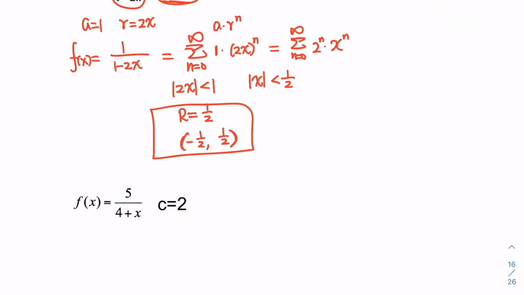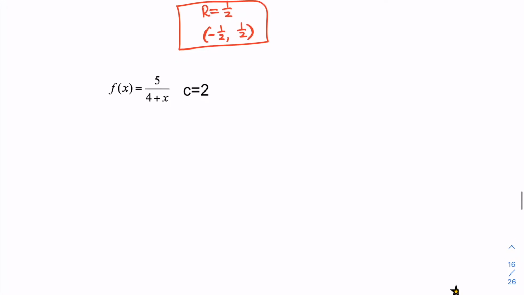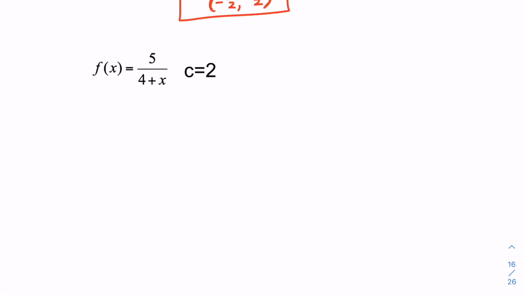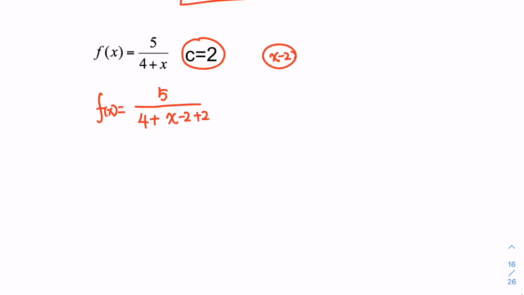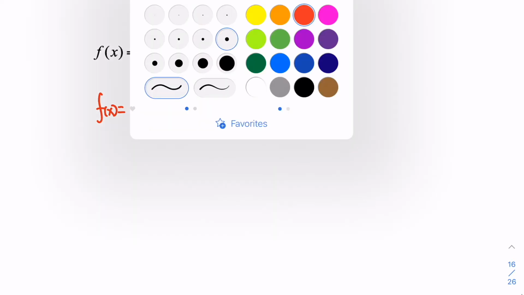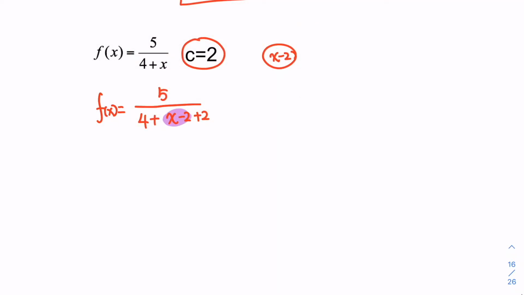Let's have a look at another example. Given f of x equals this, we want to write it as a geometric power series centered at 2. Because it is centered at 2, we have to have x minus 2 in our form. So what we do first is look at the denominator. We only have x here, so we change this x into minus 2 plus 2. Now we have x minus 2, so this will be 5 over 6 plus x minus 2.